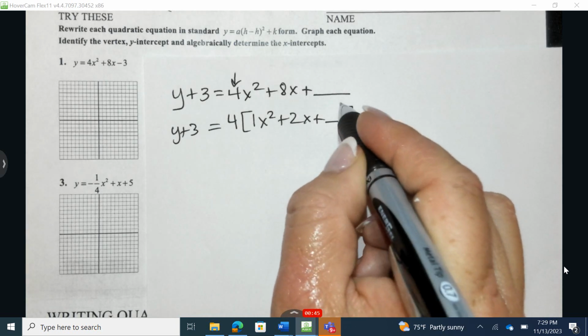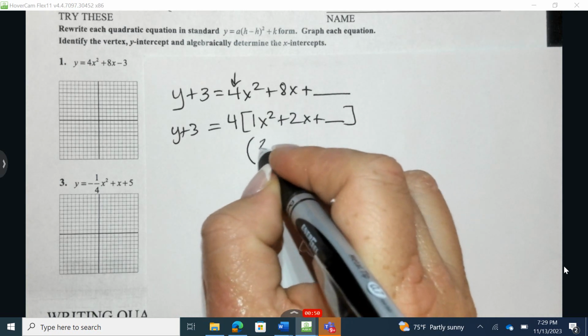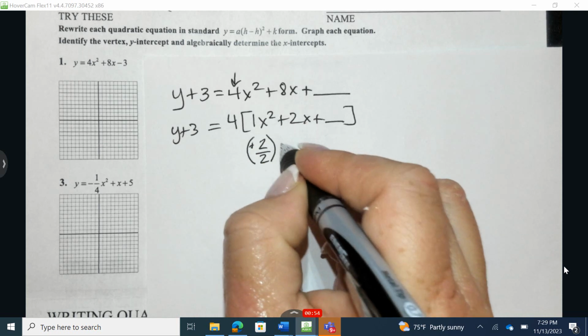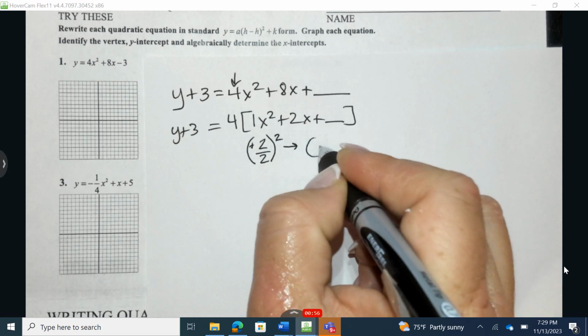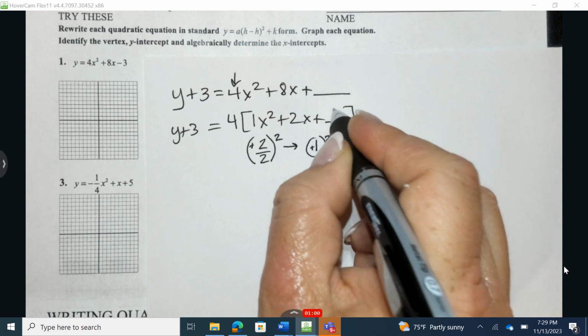Now this term can be determined by taking the b value, dividing it by 2, and we're going to include the sign in front of that. Taking the b value, dividing it by 2, and then squaring it. So 2 divided by 2 is 1. It is a positive 1, and positive 1 squared is 1.